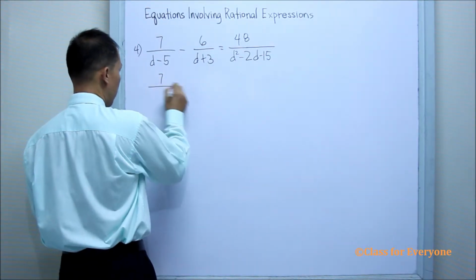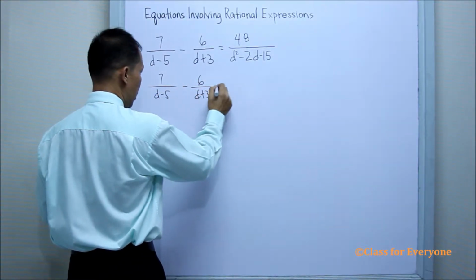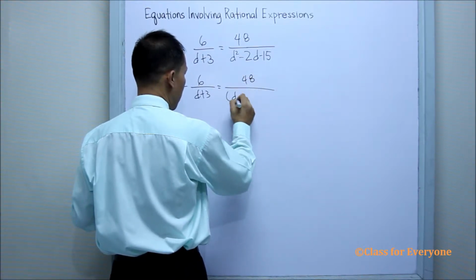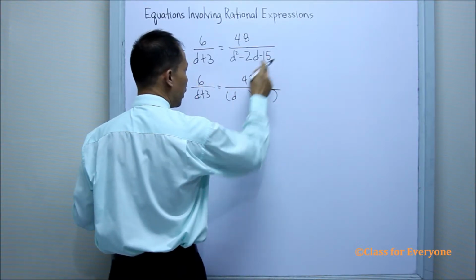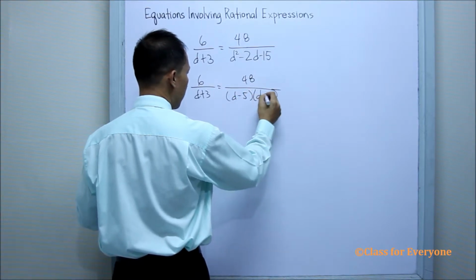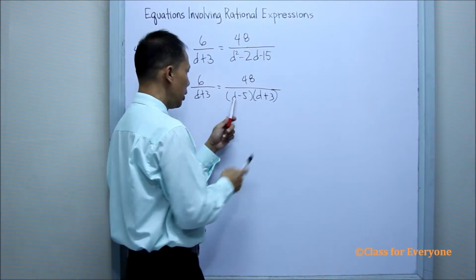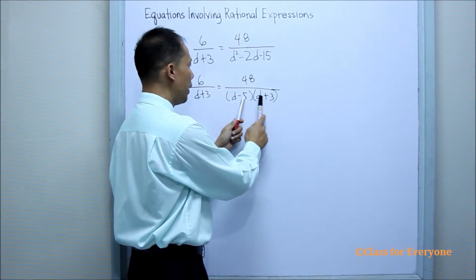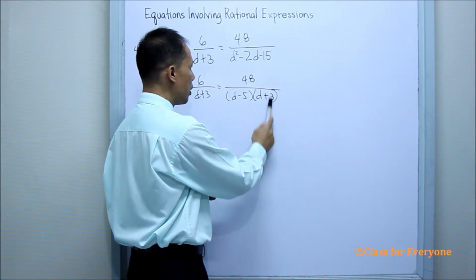So we have 7 over d minus 5 minus 6 over d plus 3 equals 48. The factors are d and d. And for the denominator, negative 15, I will write this negative 5 and positive 3. And I will check it first. D times d is d squared. D times 3 is positive 3d. Negative 5 times d is negative 5d. Plus 3d is negative 2d. Negative 5 times 3 is negative 15.